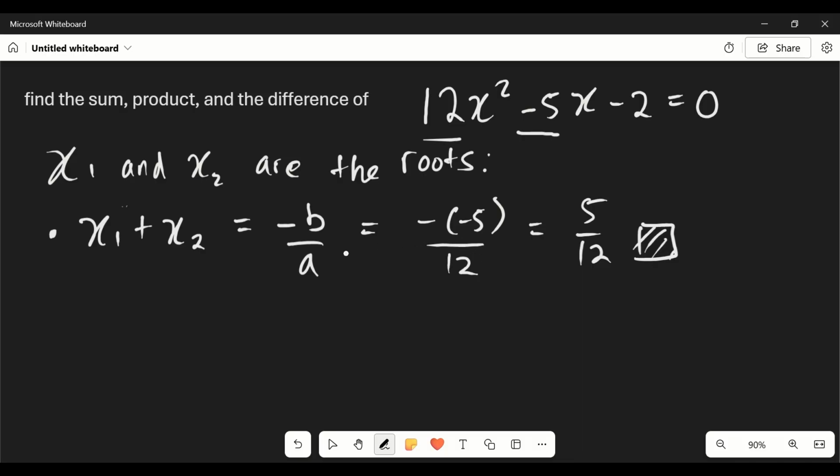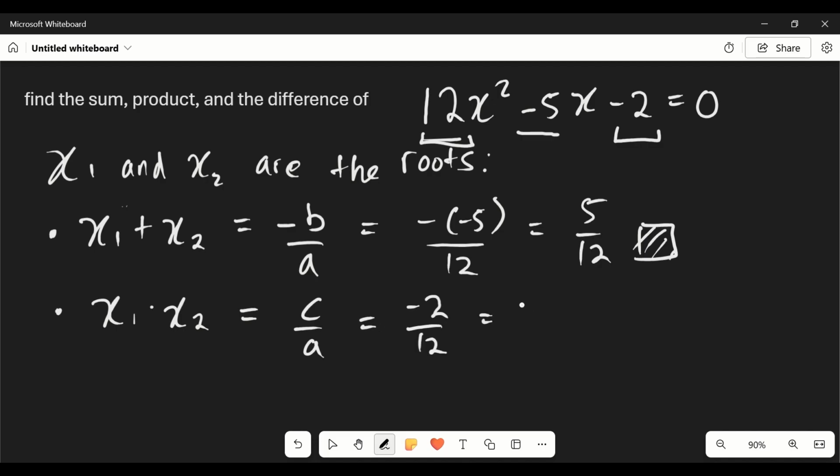Then we find the product. We can use this formula again, where c is -2 and a is 12. So we get, and simplify. So this is the product between the roots.